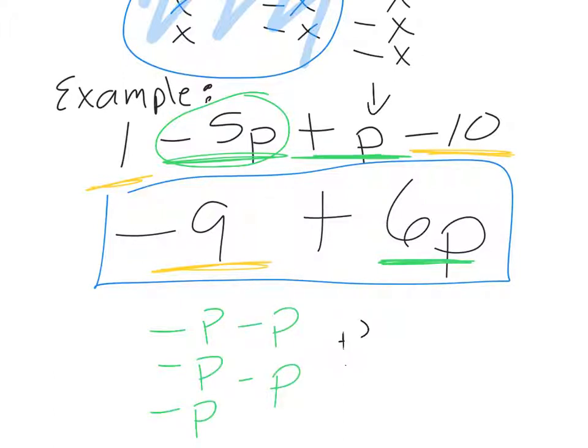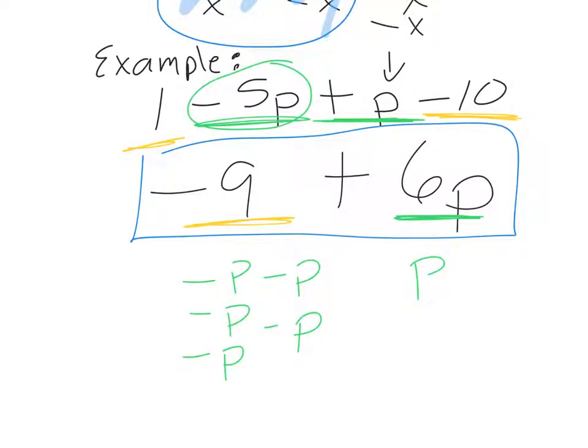And then one positive P. I agree with you about that, ma'am. You're right. I love that strategy that you just used. What happens if I draw it out? What's going to happen now that I've drawn it out?